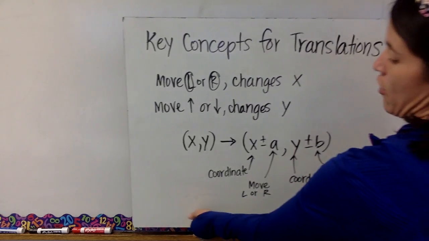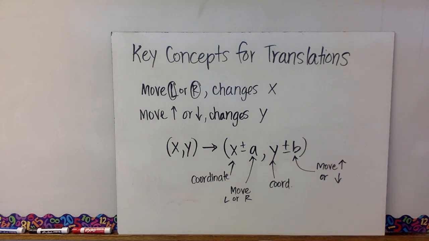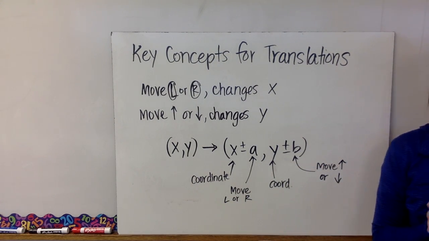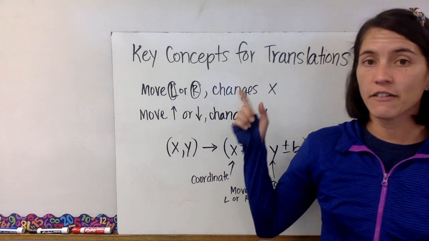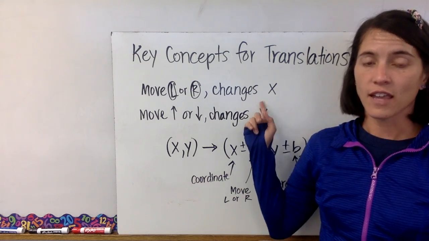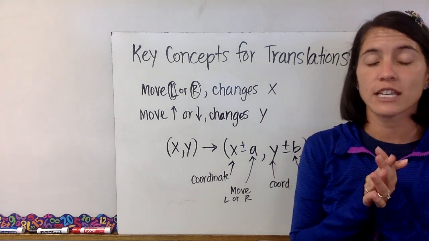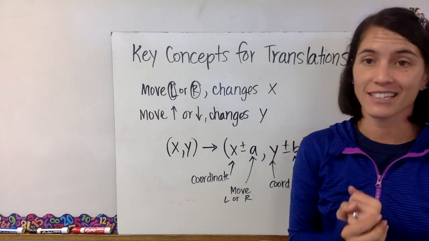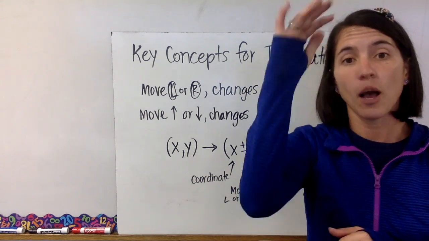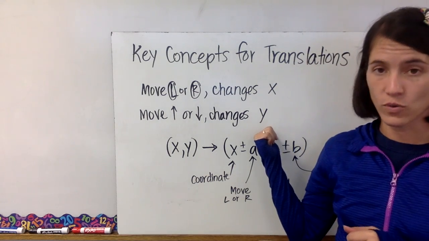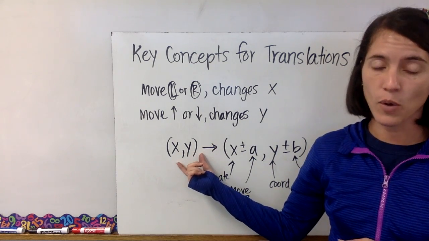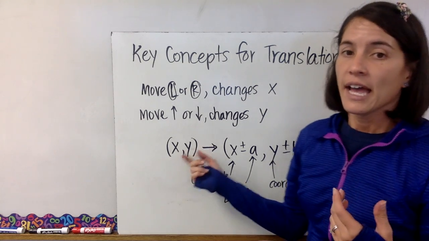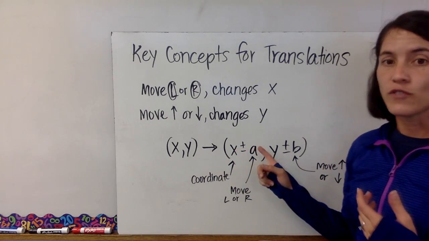Here are some key concepts for translation. I want to make sure you get this down. Pause it, copy it down. If you're going to move it left or right, that's going to affect the x coordinate. If you were going to translate it up or down, that's going to change the y coordinate. X comes first, y comes second. So if you have an ordered pair, x comma y, the x coordinate is going to change if you move left or right.